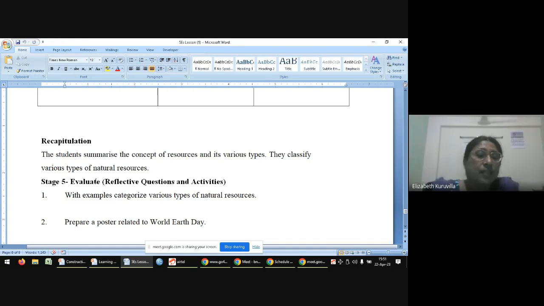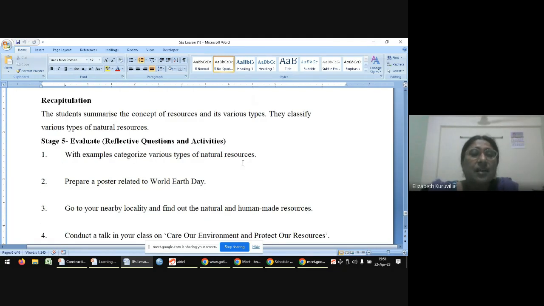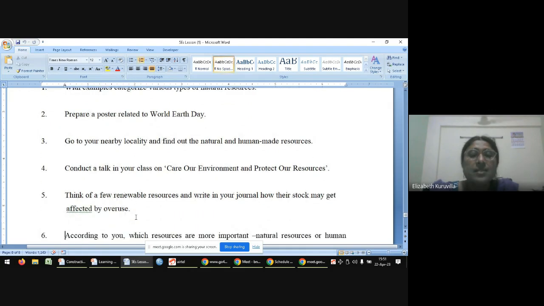Stage 5, evaluate. That is reflective questions and activities. So the question should be in the reflective form. With examples, categorize various types of natural resources. Prepare a poster related to World Earth Day. Go to your nearby locality and find out the natural and human-made resources. Conduct a talk in your class on care our environment and protect our environment.